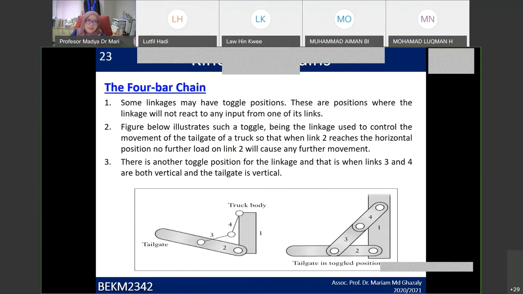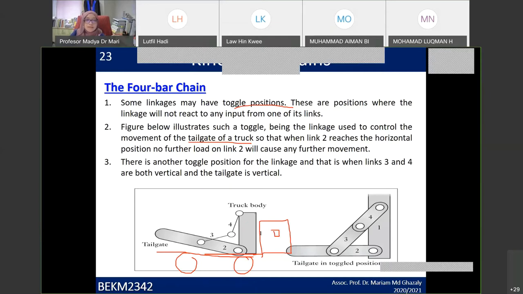And this one is an example of a toggle position. If you see here, it's being used in the tailgate of a truck. If you imagine this is a truck, this is the head body of the truck, you have the wheel over here. Sorry, my drawing is really bad. So this is the truck, and you have the truck body here.